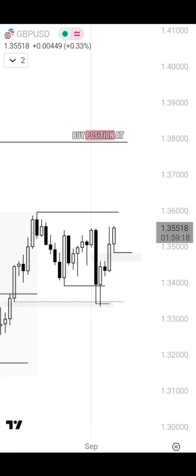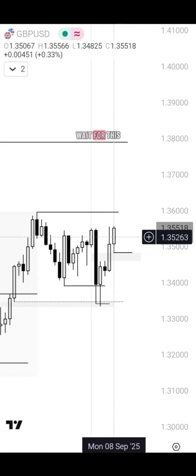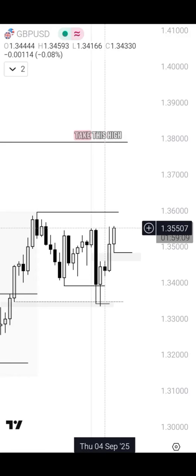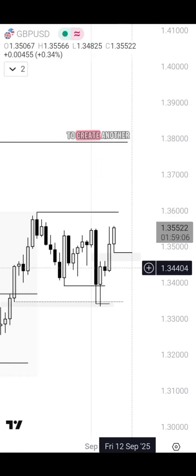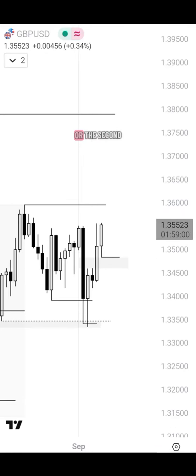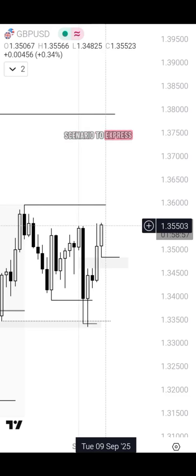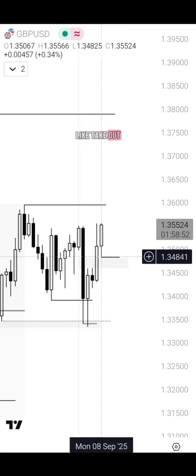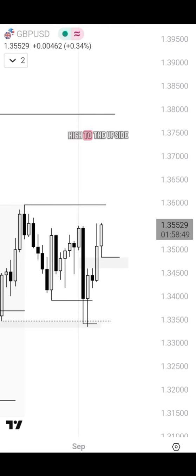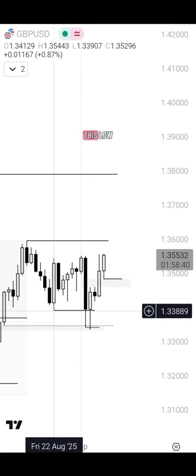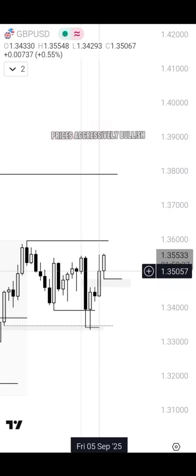So if you're not in any buy position at the moment, you can simply wait for this high to be taken out. Price should aggressively take this high out, and wait for the retracement to create another low, and you buy from the low. Or the second scenario to expect is Tuesday to come and touch, take out Monday low and expand to the upside. But that scenario is unlikely to happen because we've already taken the liquidity below this low. We've already swept this low and price is aggressively bullish.